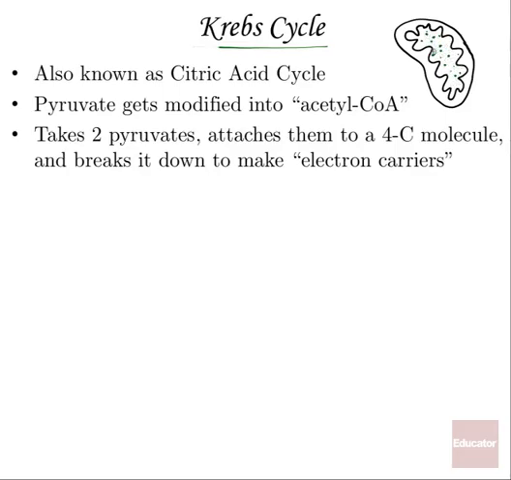Krebs cycles galore. So it takes 2 pyruvates, attaches them to a 4-carbon molecule called oxaloacetic acid or oxaloacetate, and then eventually breaks that down, the citric acid down, to make more electron carriers. And you actually do get a little ATP out of it. So what initially happens, let's use red for the carbons. So here's pyruvate.